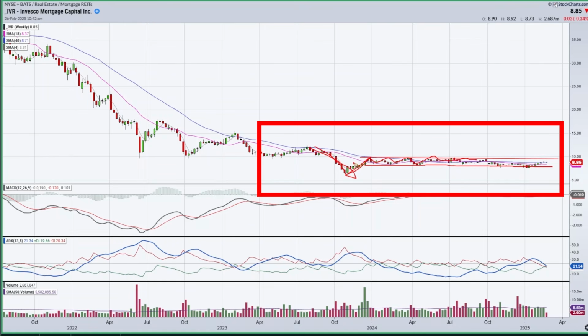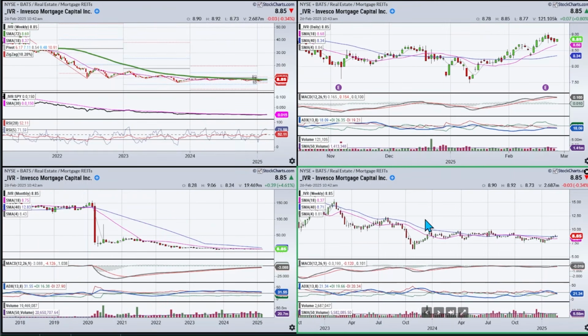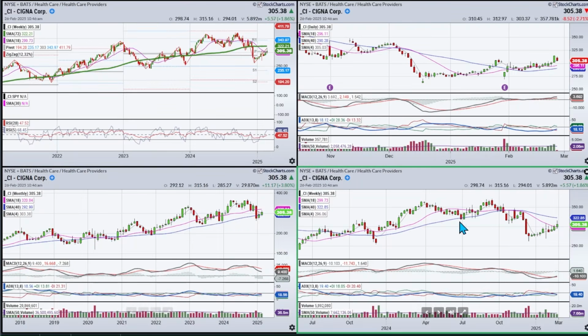Now, in order for this to really kick into gear, we need to take out the upper end of the ledge. But I think this is a pretty good sign of climactic activity. I don't think there's a huge amount of downside. The question becomes, when does this actually get going again? And I think we're going to have to take out the upper end of this to really get things on the move.